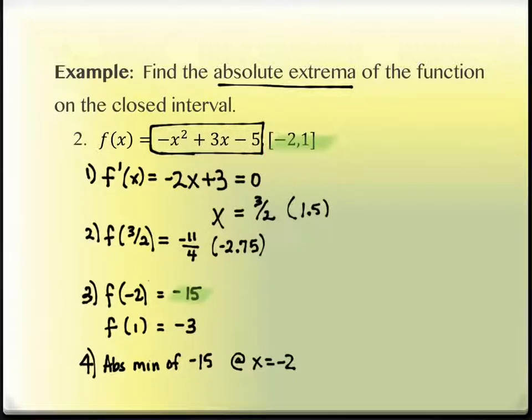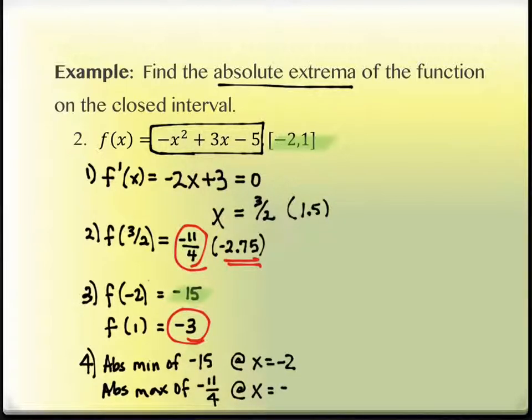Okay. How about these other 2 values? Which one's the biggest? The one that happens at 3 over 2. Yeah, it feels weird because we're talking negatives, but negative 2.75 is a bigger number on a number line than the negative 3. So as awkward as it feels because it's still negative, our absolute maximum is negative 11 over 4. You could write negative 2.75, and it occurs at x equals 3/2.